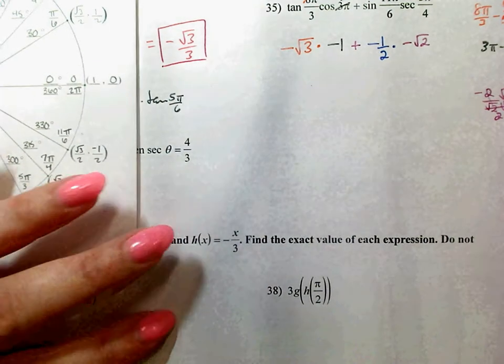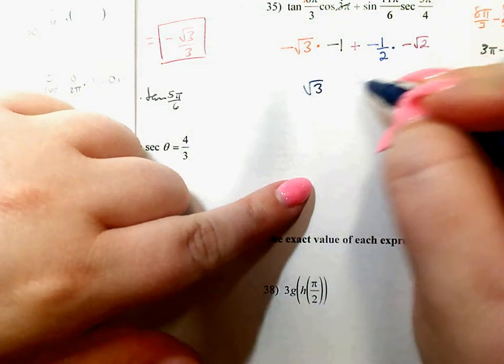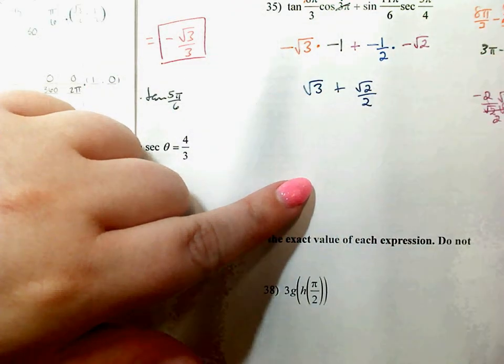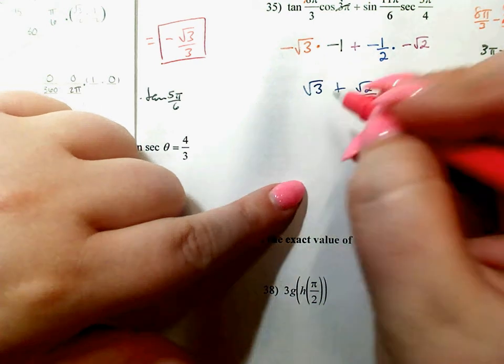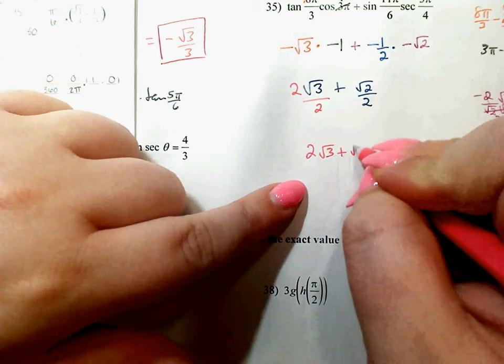So what I'm seeing is that I've got positive square root of 3, negative times negative is positive, plus the square root of 2 over 2, and common denominator would be 2. So my final answer is 2 square roots of 3 plus the square root of 2, all over 2.